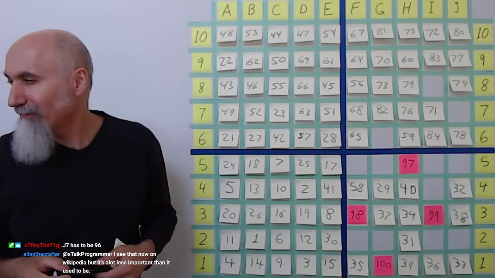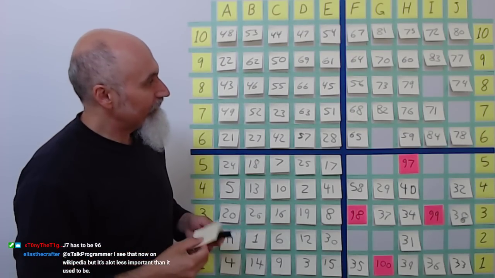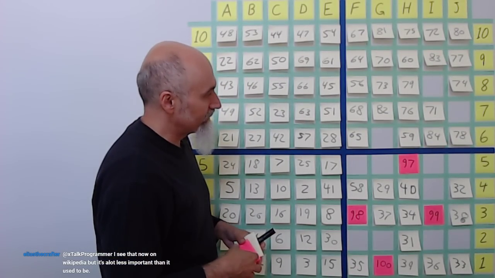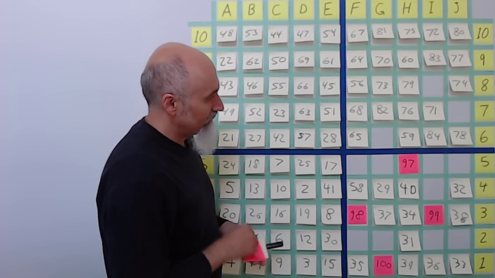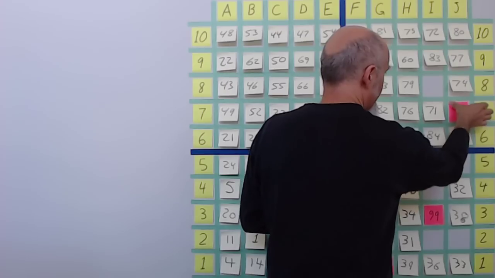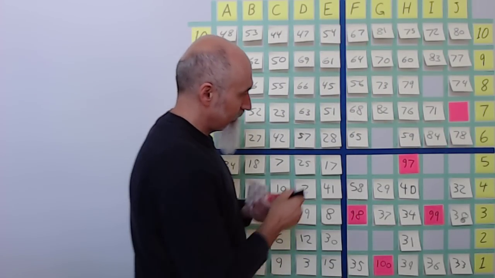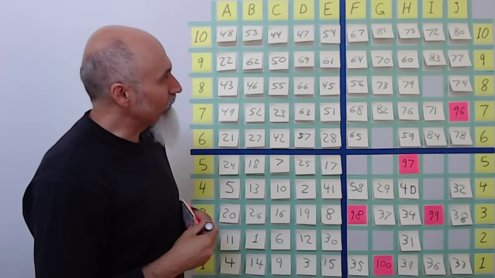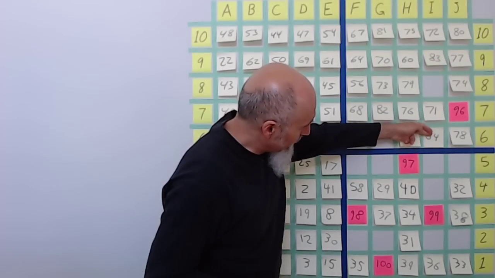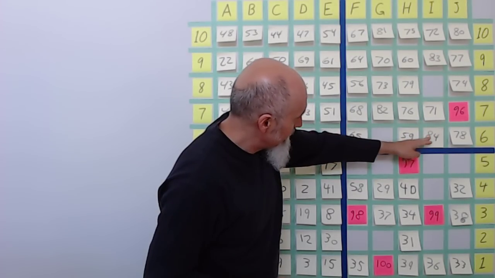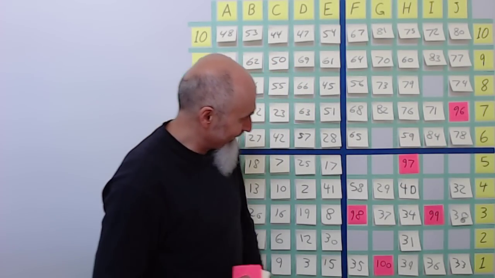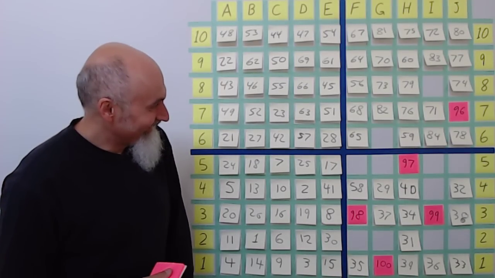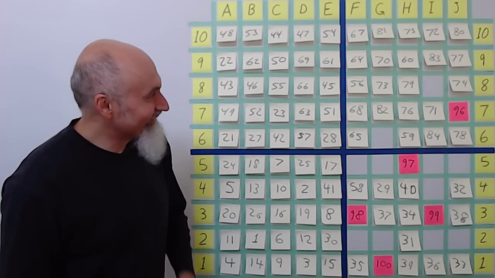Nice. J7 has to be 96. So that has to be 96. Okay, this is going to be 96. Cool. So we're at 84 right now, right? From 84, we have to go there. Do we have any other moves for 84? We don't have any other moves for 84.